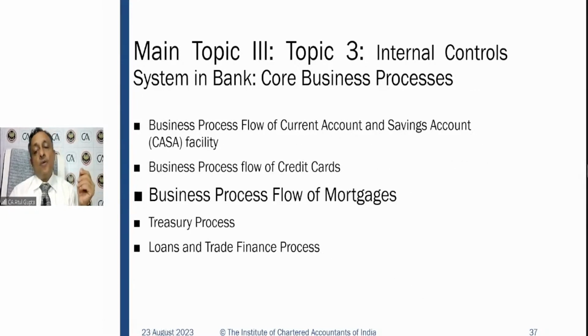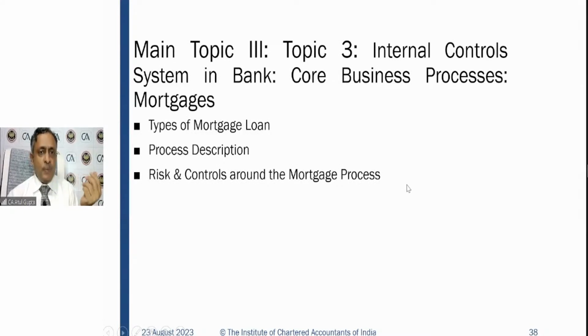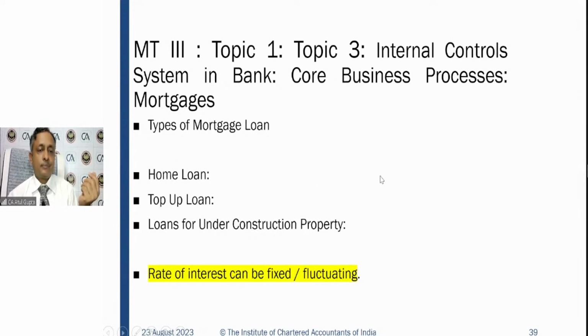Business process flow of mortgages. Oh, very important discussion. So we'll be talking about types of mortgage loan, process description, risk and controls. So, types of mortgage loans. Home loan. We have talked about home loan.